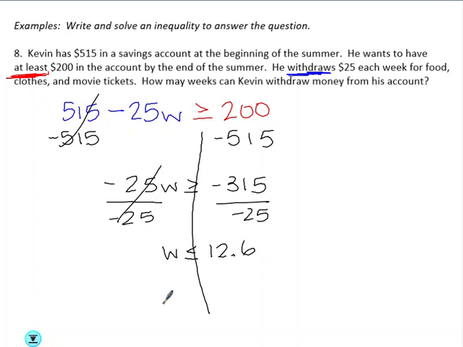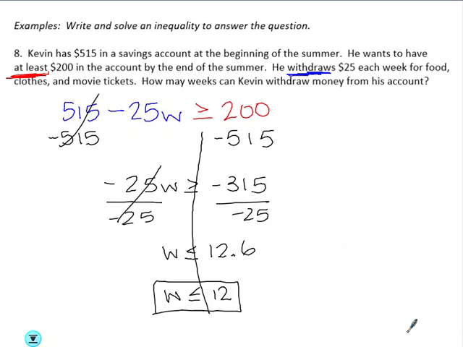12.6. Well, if he takes out money one time a week, he can't have this 0.6. Since our inequality is a less than, we're going to round down and say that the number of weeks has to be less than or equal to 12. So how many weeks can he withdraw money from his account? No more than 12 weeks.